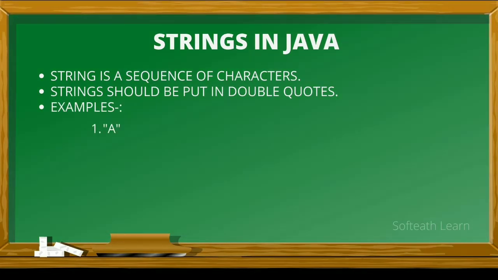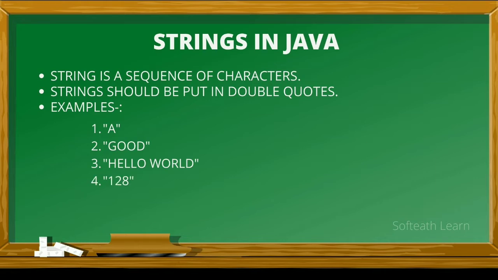Over here, it is a single character A which is inside double quotes, so it is considered a string. Another example, we have this word good inside double quotes, so it is also a string. Over here, it is a sentence, which is a group of words put between double quotes, so it is also a string.